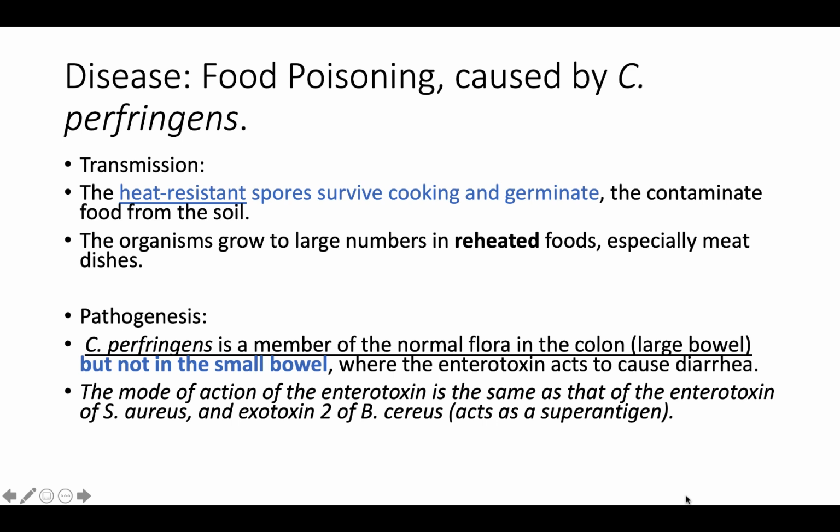The story here is slightly close to that of Bacillus cereus, but meat dishes are more common in this case. Clostridium perfringens is a member of the normal flora of the colon, but not in the small bowel, so only in the colon, where the enterotoxin will act to cause diarrhea in the small bowel. That's where the majority of the water is released, in the small bowel.